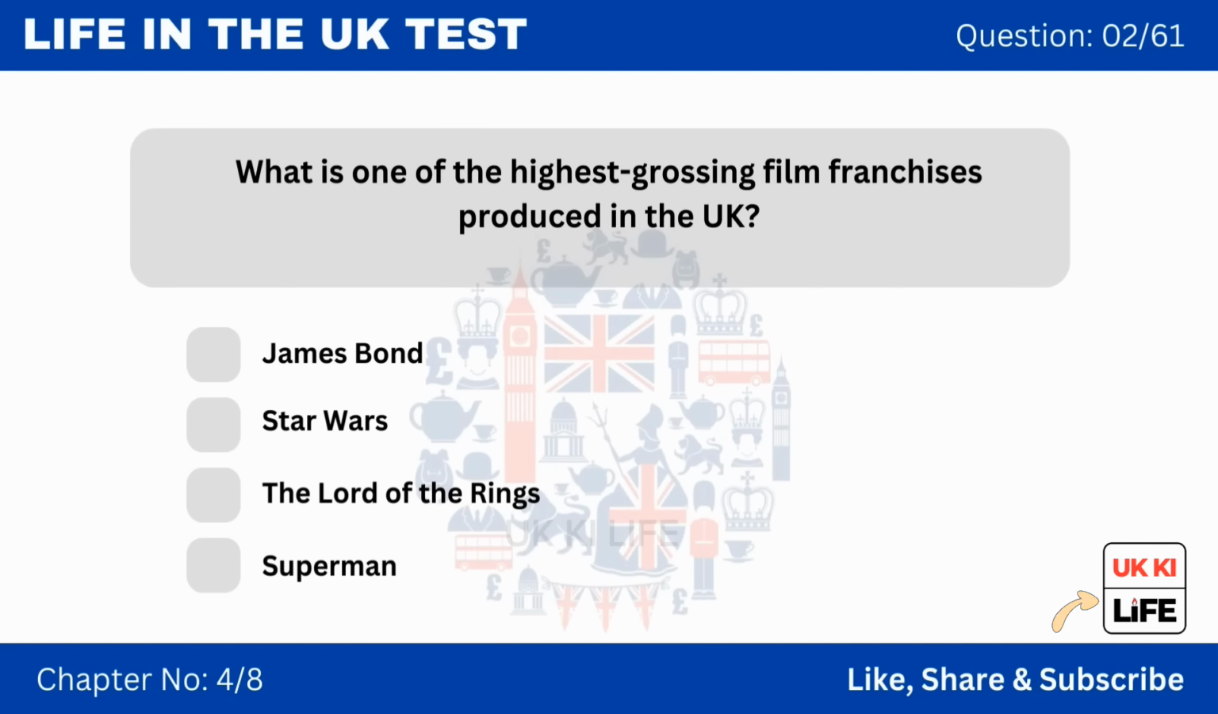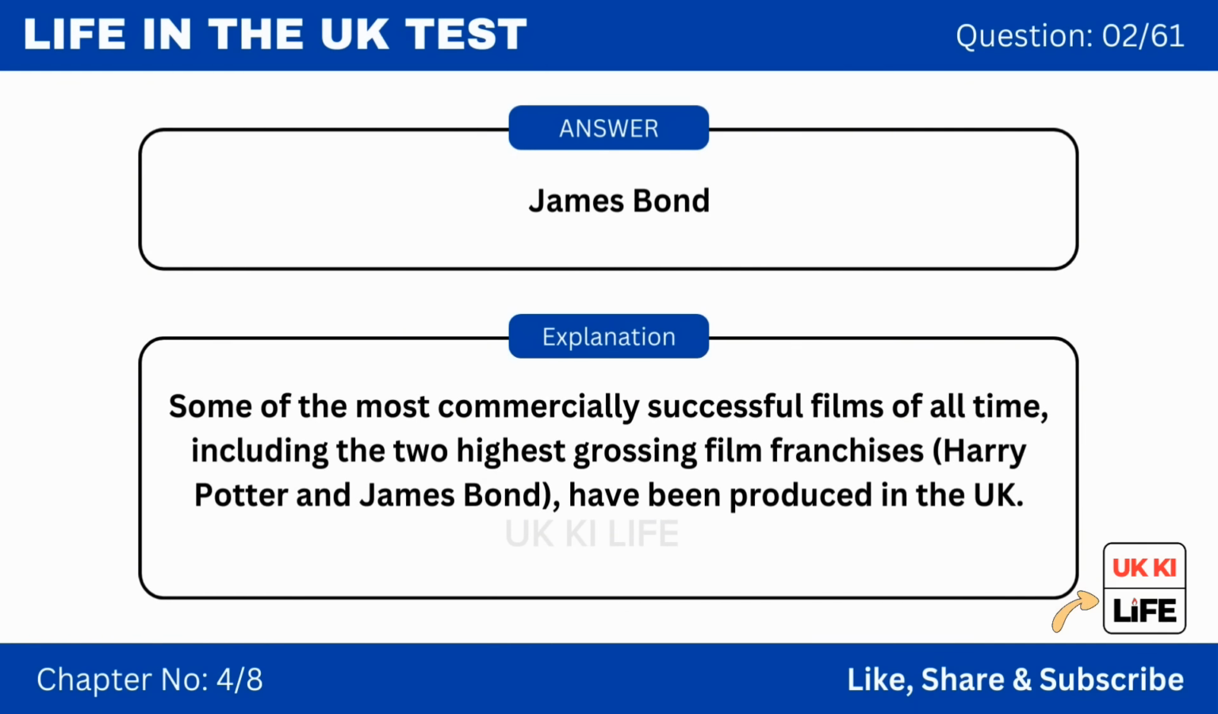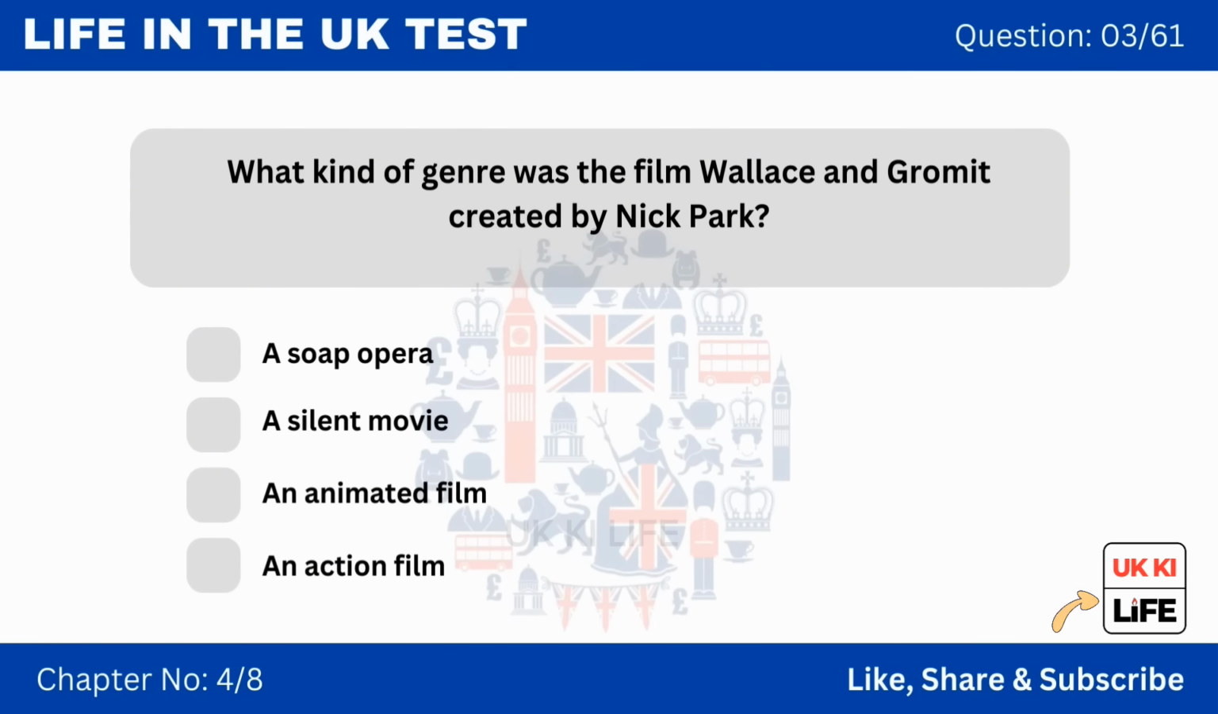The correct option is A. Explanation. Some of the most commercially successful films of all time, including the 2 highest-grossing film franchises, Harry Potter and James Bond, have been produced in the UK. Question 3. What kind of genre was the film Wallace and Gromit created by Nick Park? A soap opera, a silent movie, an animated film, an action film.